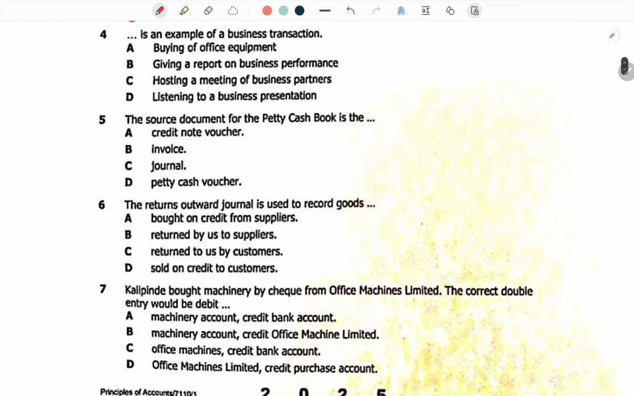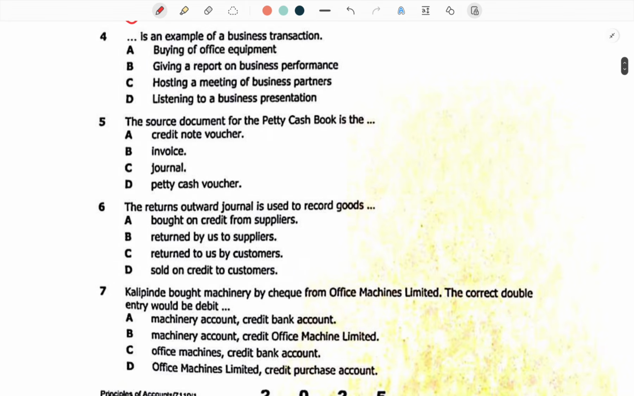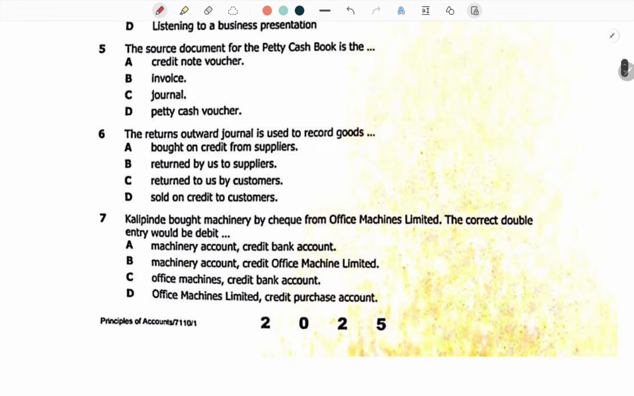We go to question 4. Dash is an example of a business transaction. A, buying of office equipment. B, giving a report on business performance. C, hosting a meeting of a business. D, listening to. The rest aren't making sense, because a business transaction involves you buying and getting something. There has to be an exchange, and that is why your answer is going to be A. This one was very simple.